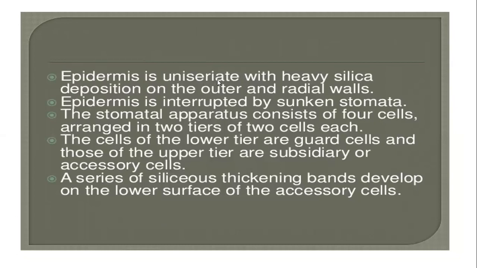The epidermis here is uniseriate, a single layer with a heavy silica deposition on the outer wall. The epidermis is interrupted with sunken stomata. This is a xerophytic character. The stomatal apparatus consists of 4 cells arranged in 2 tiers, and a series of siliceous thickening bands develop on the lower surface of the accessory cells.